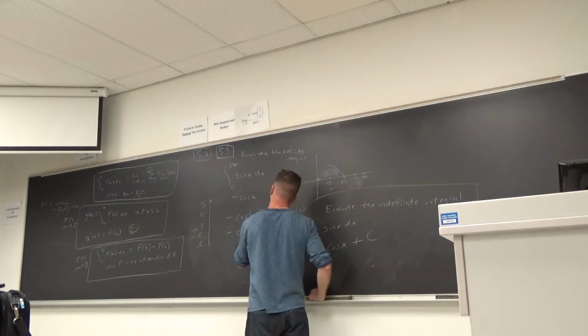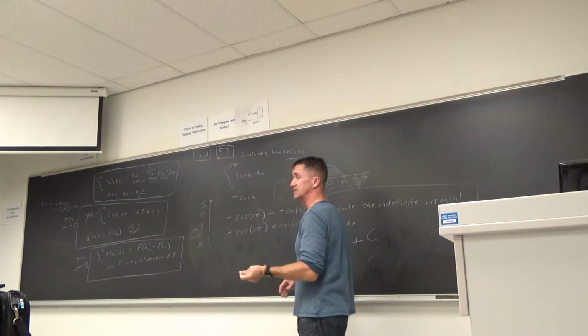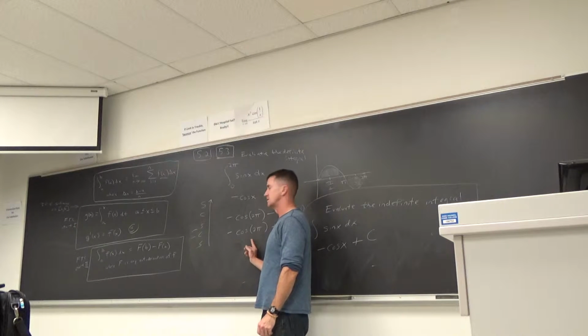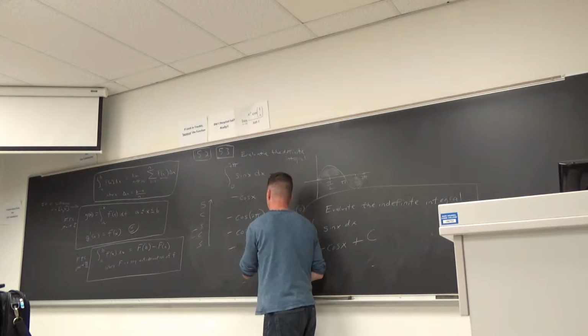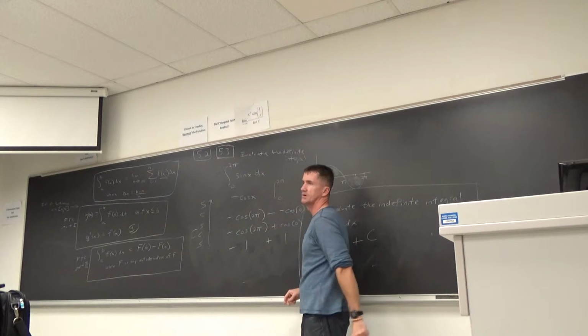Alright. Now we all expect this answer should be 0, right? Who knows the cosine of 2 pi? 1. Who knows the cosine of 0? 1. What's negative 1 plus 1? 0.